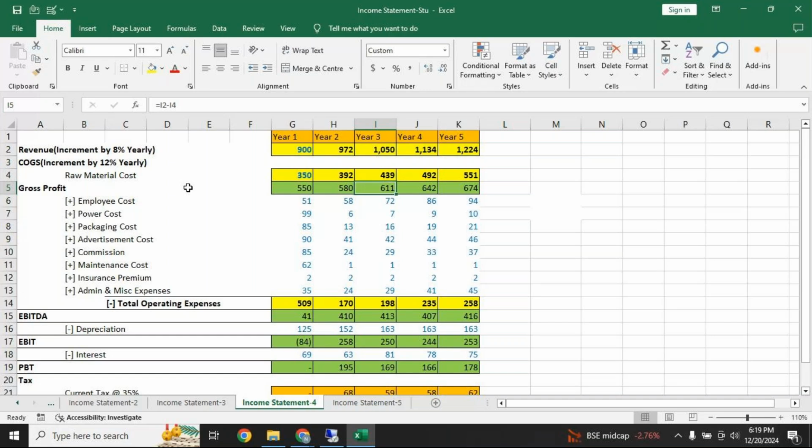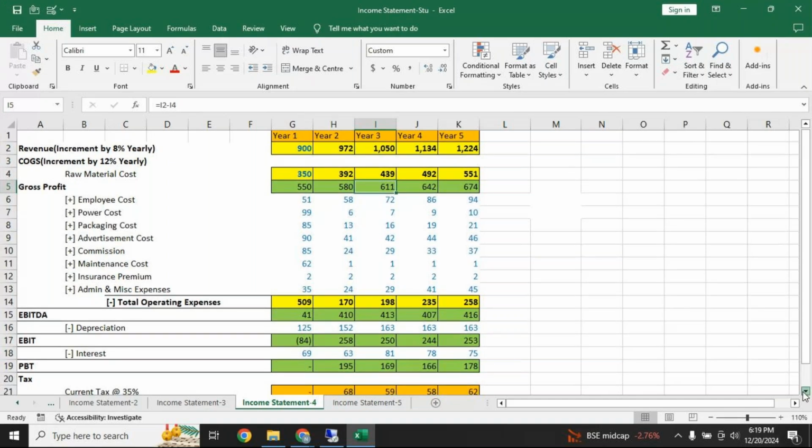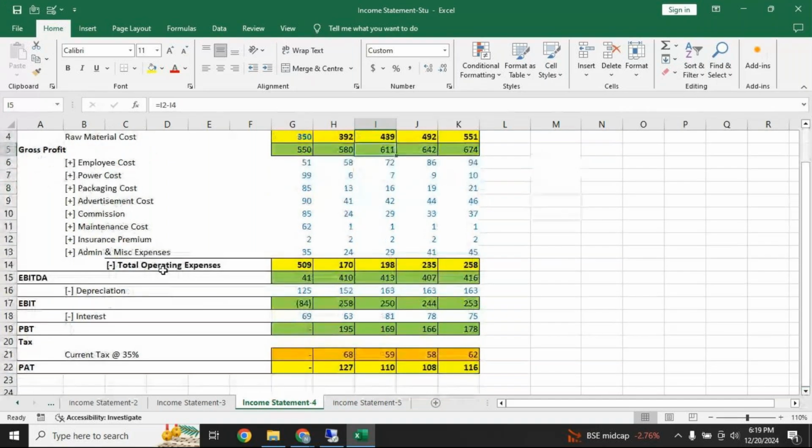Ma'am, please can you explain from PBT, ma'am? So PBT here, what has happened is, I got my calculation of operating expenses. EBITDA it is 550 minus 509. So this is my EBITDA. Depreciation they have already given. So when I am coming to this EBIT, EBITDA minus depreciation, I am getting the value in negative. That means the first year it is a loss.